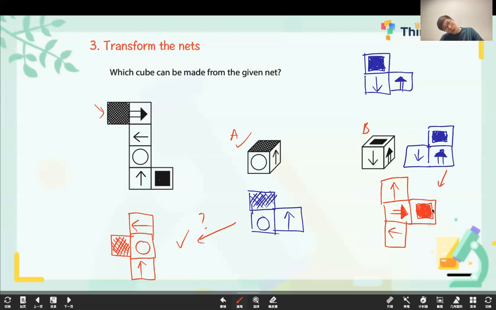We're going to turn our head the other way. So the arrow is pointing up. But what we find is that when we do that, the arrow should be pointing away. The non-black arrow should be pointing away. In this case, it's pointing down. So that means that this is incorrect. When you rotate it, they're not the same. That means B is also incorrect. So that's how we use the third method to work out which one of the cubes can be made from a net.